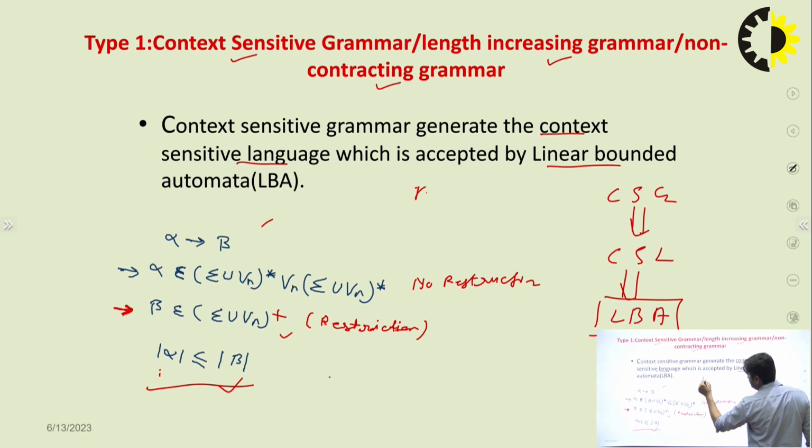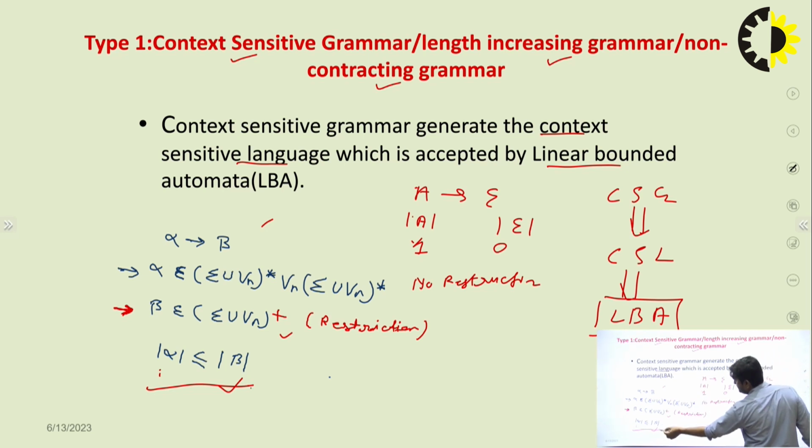If we generate a grammar as epsilon, now we can check the length of the right-hand side and left-hand side. The right-hand side is A, and we also check the length of epsilon. The length is 1 and this length is 0. This does not satisfy the mathematical expression. So this type of grammar is not in type 1 grammar, but it is in type 0 grammar.